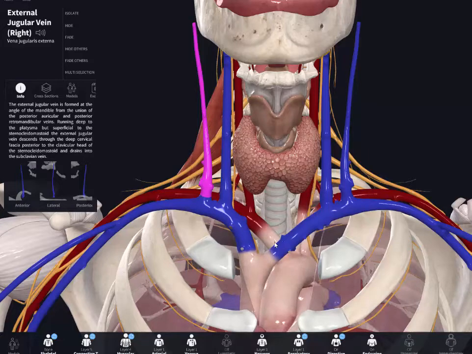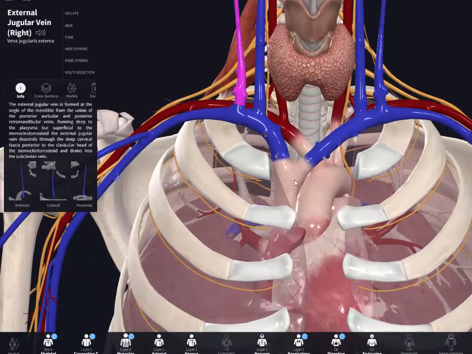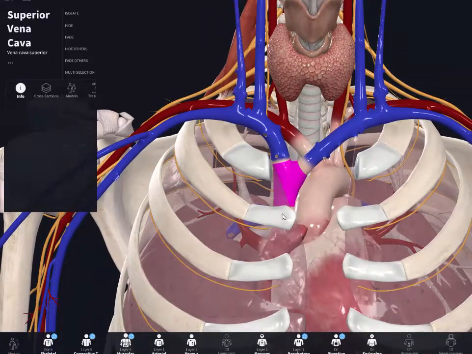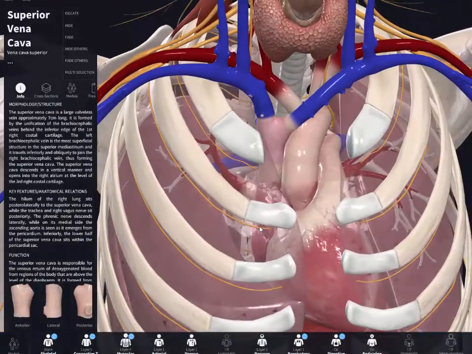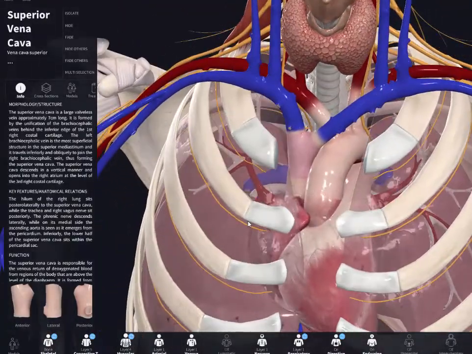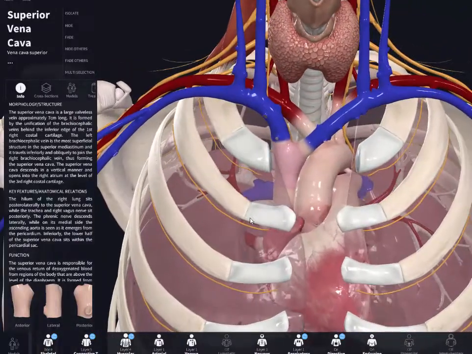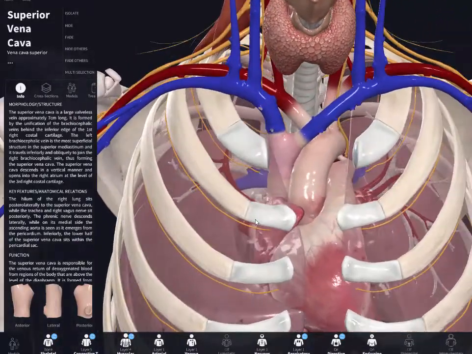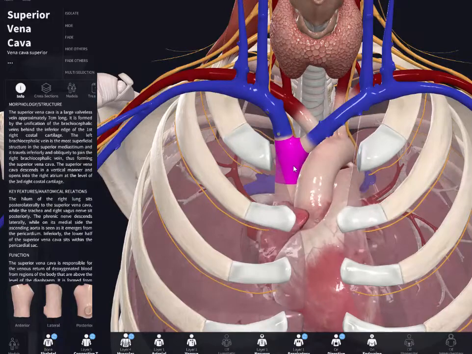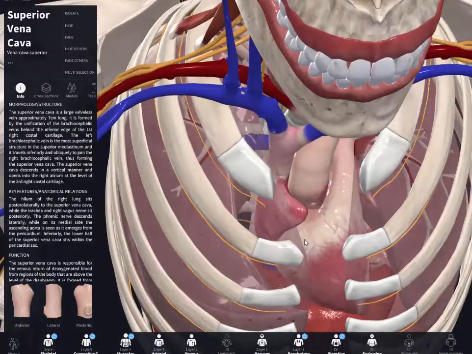If we look a little bit further down here, I always find that it's quite interesting to facilitate our view. I've made parts of the sternum and some of the cartilaginous parts and connective tissue of the sternoclavicular joints invisible. And now we can see up here is the superior vena cava, on the other side all the way down here.